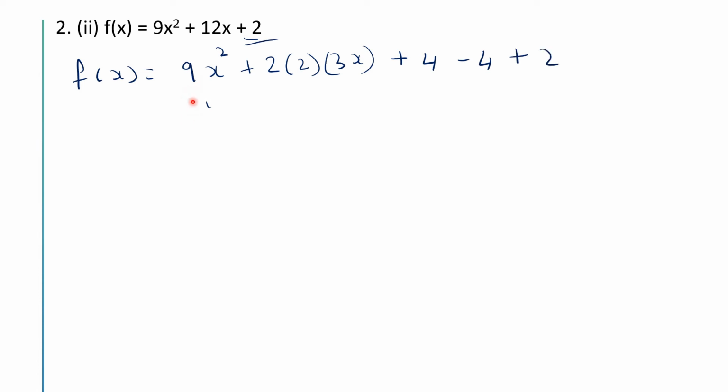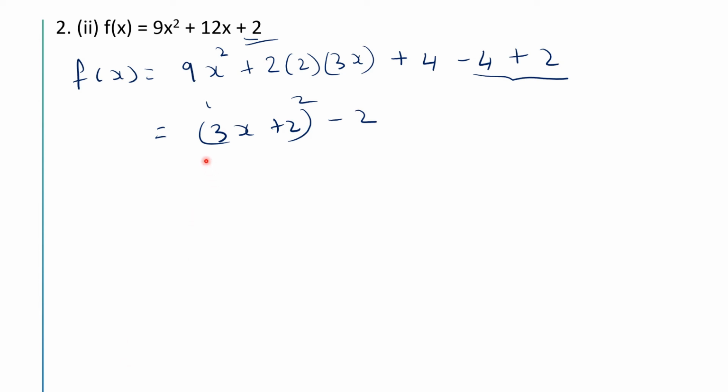Here we can see that 9x square plus 12x plus 4 is nothing but (3x plus 2) the whole square, and here we have minus 4 plus 2 which is minus 2. So this is equal to (3x plus 2) the whole square, and this minus 4 plus 2 is minus 2. So now it is very easy.